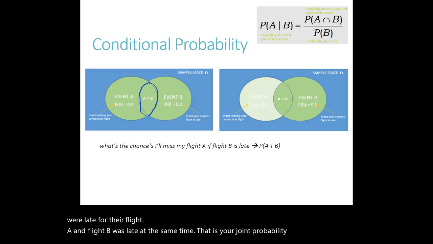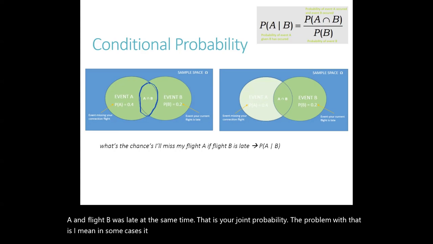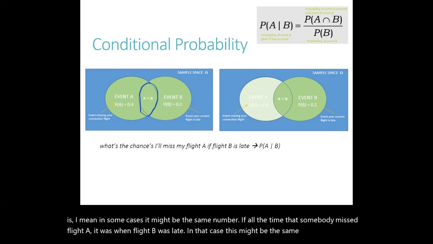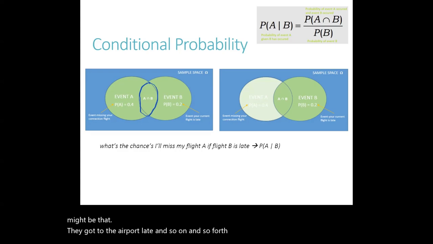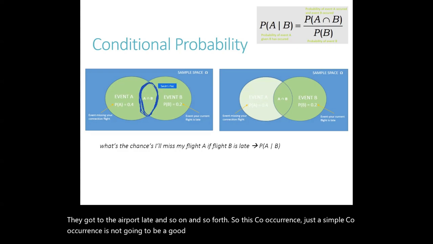The problem with that is, in some cases it might be the same number, if all the time that somebody missed flight A, it was when flight B was late. In that case, this might be the same number, but there are other reasons why people might be late for flight A. It might be they were on another flight. It might be that they got to the airport late and so on and so forth. So this co-occurrence, just a simple co-occurrence, is not going to be a good enough model of the events for us. But we can use this because we are trying to get into it.